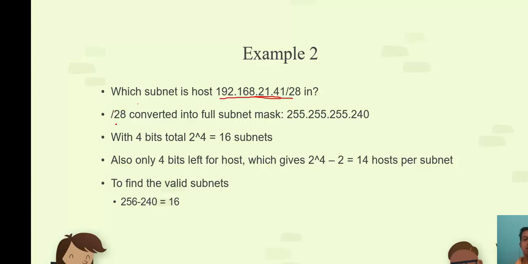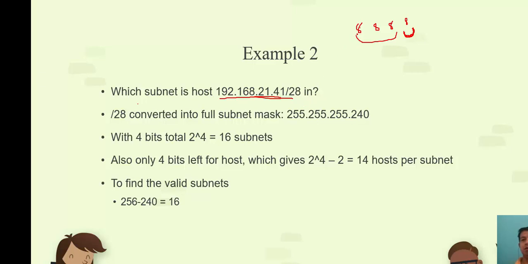So first let us convert this /28 into a full subnet mask. Remember, there are 8 bits in the first octet, 8 bits in the second octet, 8 bits in the third octet, and 8 bits in the fourth octet. So here 24 bits, so 28 means another 4 bits from my last octet. So you can understand that this subnetting is being done in the last octet. Clear? So all these 28 bits are all ones. If I convert it into decimal notation, this is 255.255.255.240.